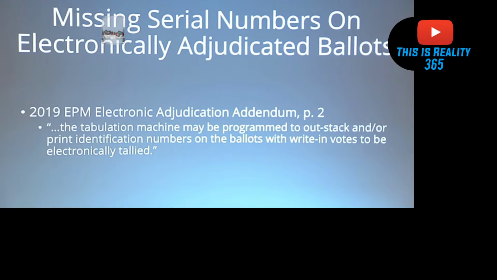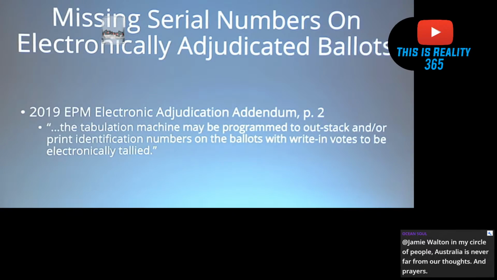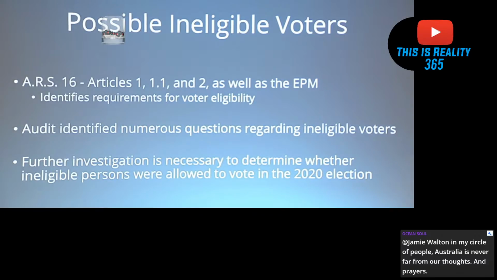And the last slide would be, well, I guess there's one after this, but the last item is possible ineligible voters.